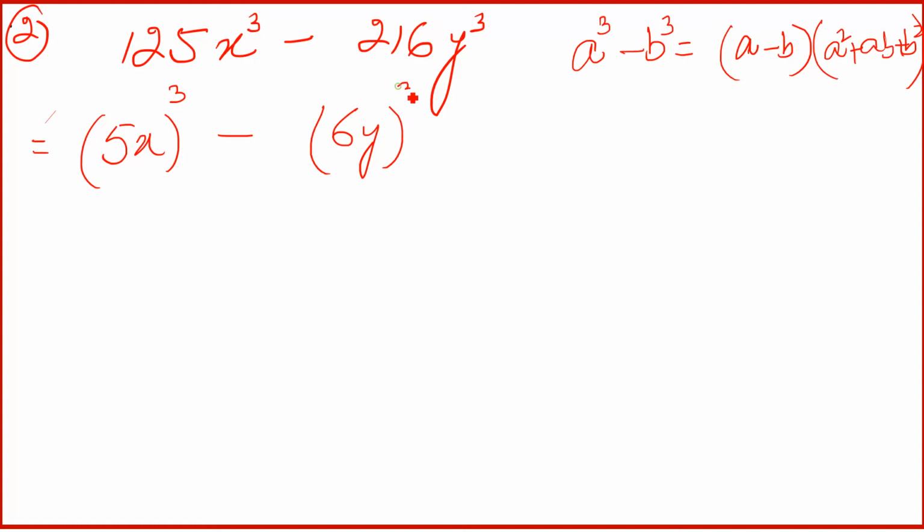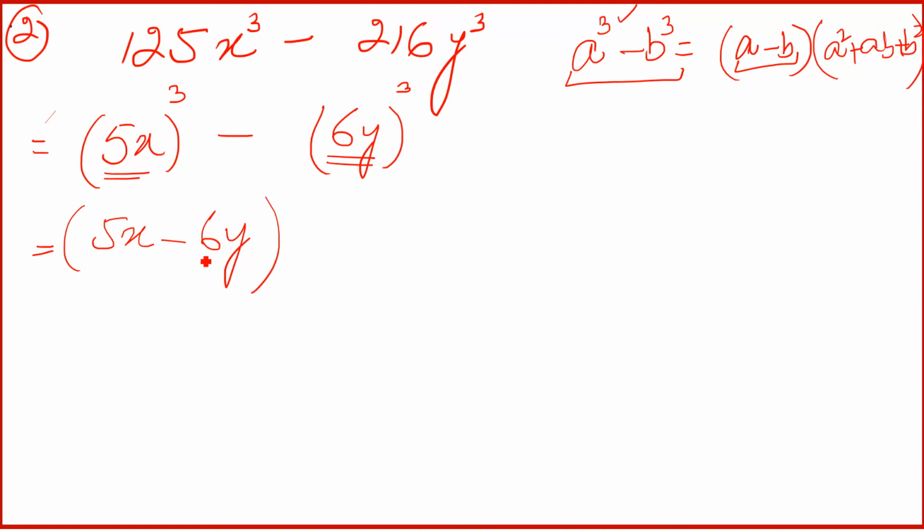y cube. Right? So first you have to make the cube. We have made this part. This is the cube of 5x. This is the cube of 6y. Now we have to expand like this, a minus b. Instead of a we have 5x, instead of b we have 6y. So we will write down 5x minus 6y. We have solved this part. Now this is a minus b we did.